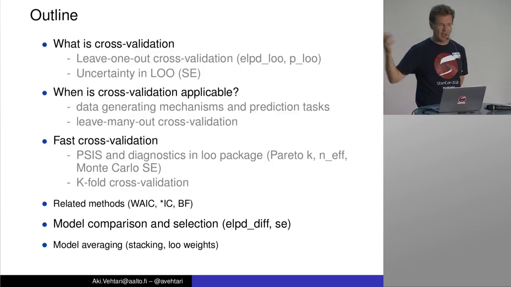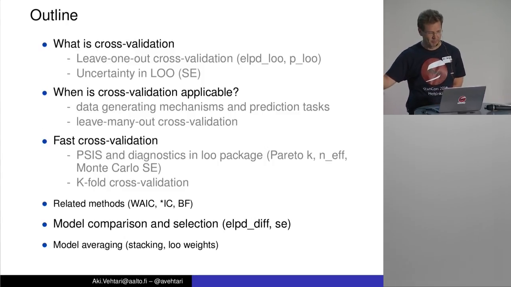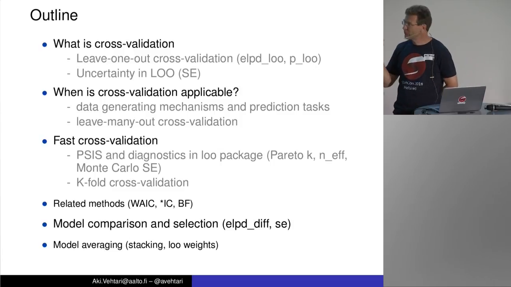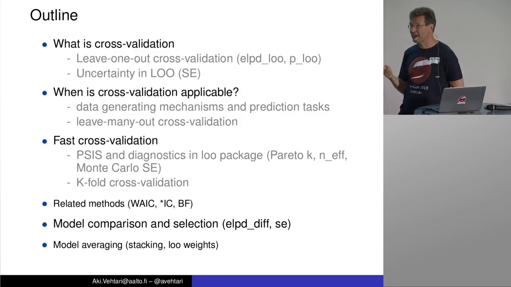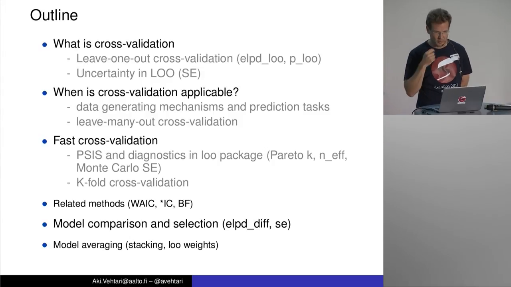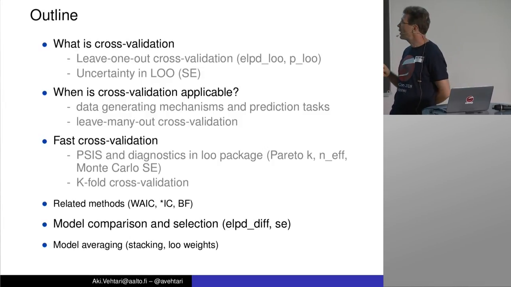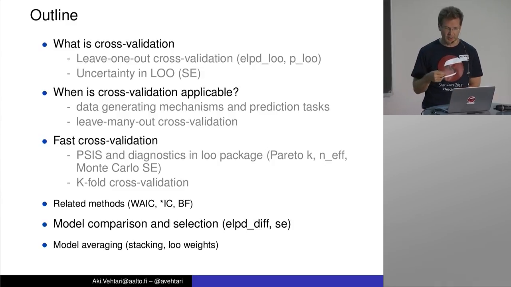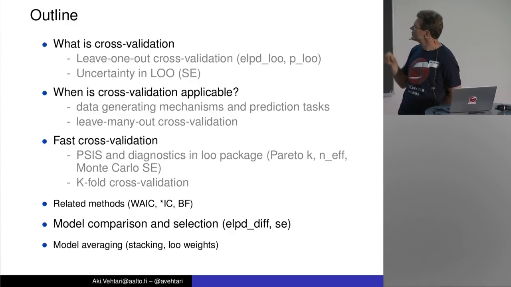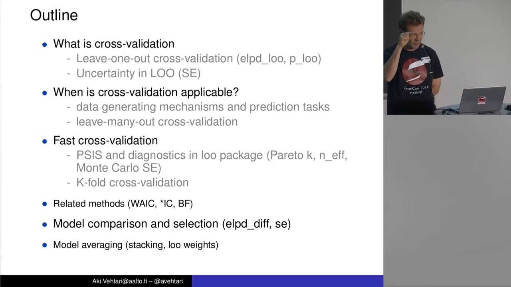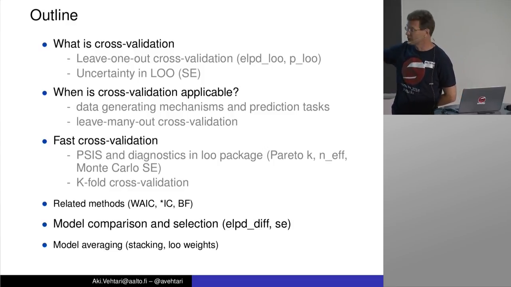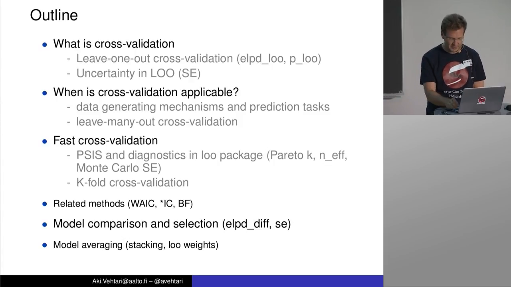And overall then the outline is what is cross-validation, and especially the leave-one-out cross-validation, and uncertainty there. And very often we get these questions: can I use leave-one-out here? Can I use cross-validation here? So I thought it right to make this more clear. Briefly about fast cross-validation, what we use in the loo package, and related methods and model averaging, they are intentionally in a smaller font. I'm only briefly mentioning something about this. And then a bit of model comparison and selection, and there was also the loo output when comparing models.